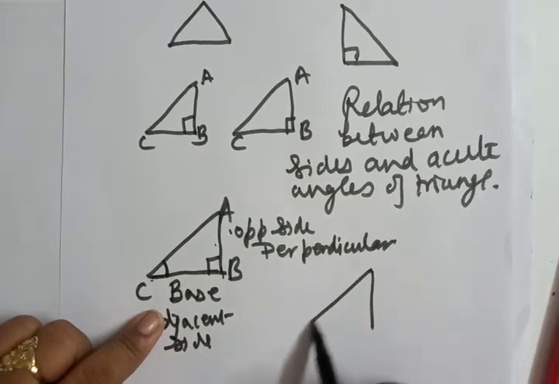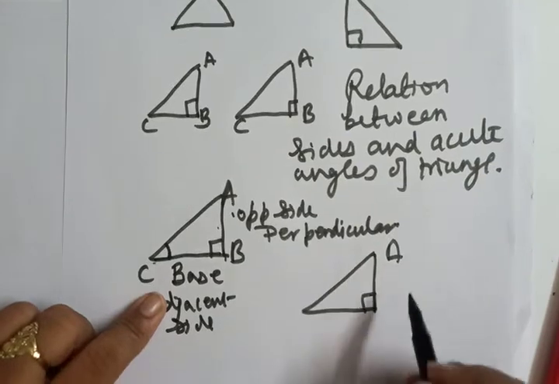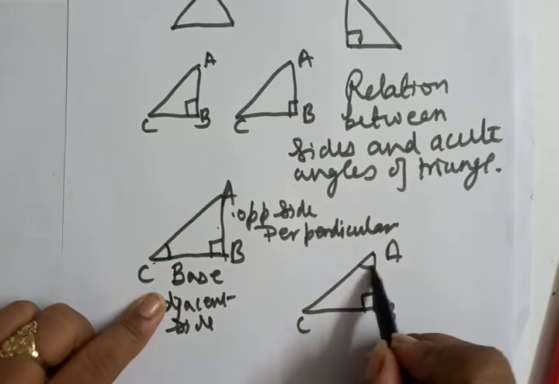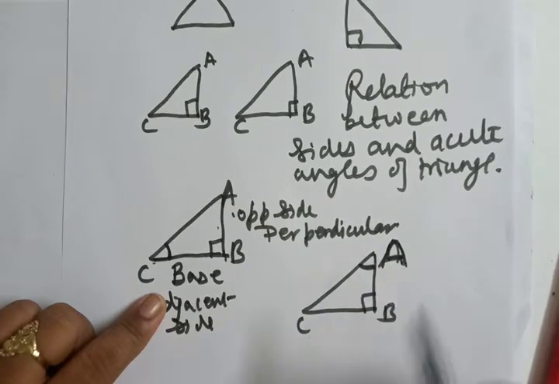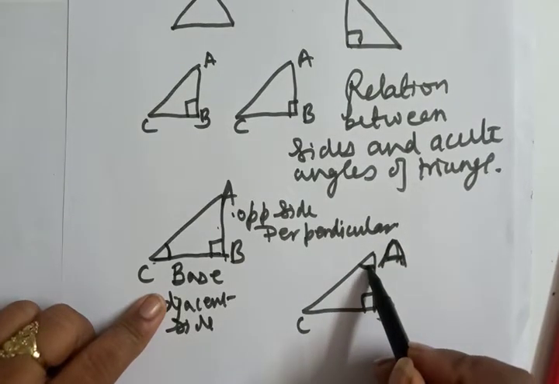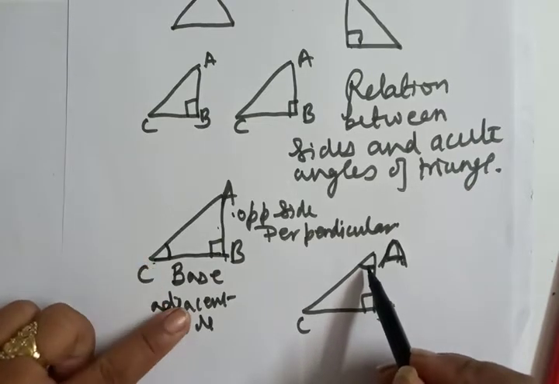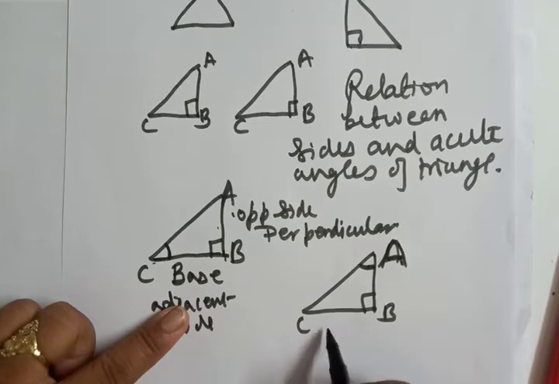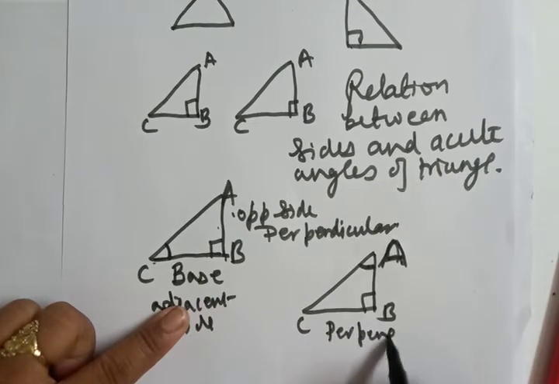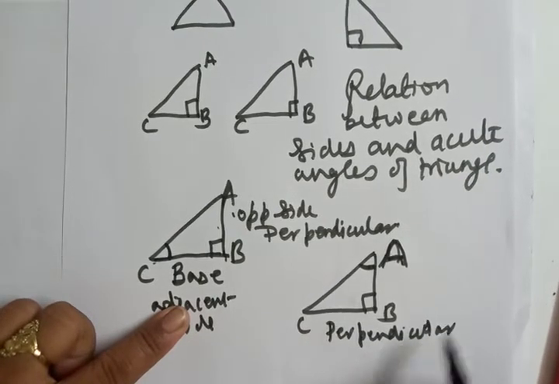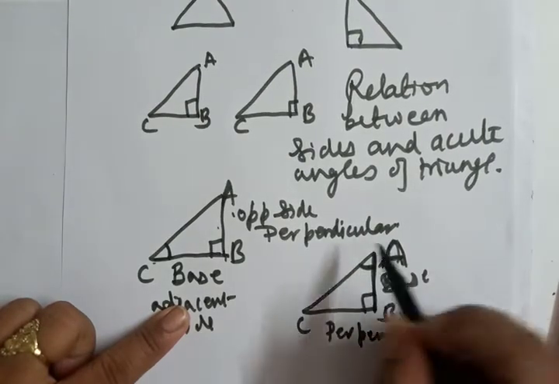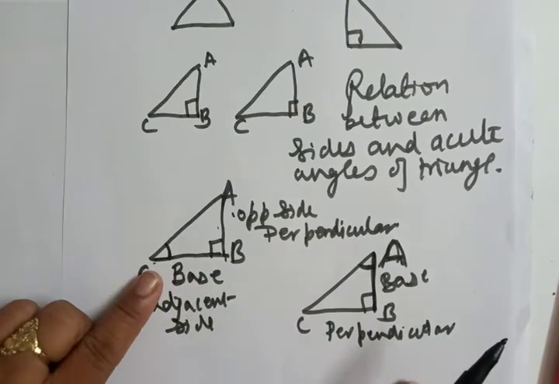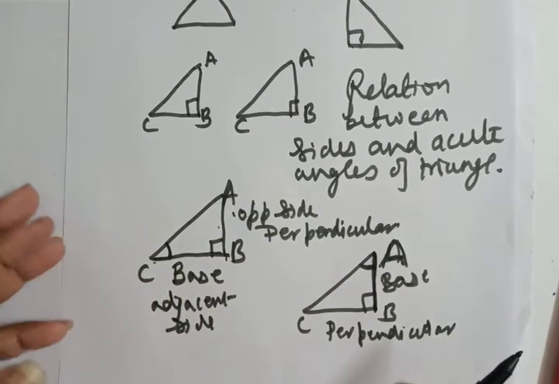And in the same triangle, suppose I take this angle A. The opposite side here is CB, so here it is the perpendicular. And this one is the base, the adjacent side. And if we see, the hypotenuse remains the same.